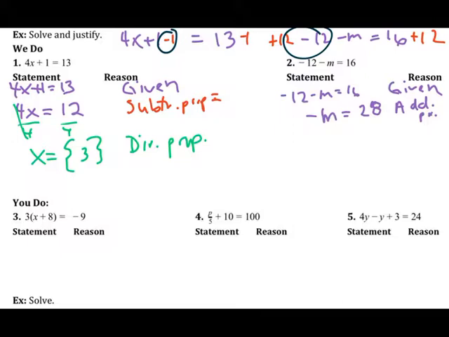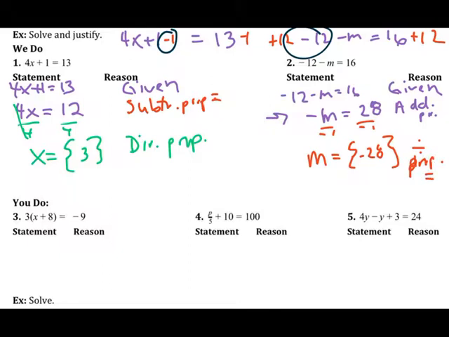Now I want to know what M is. This statement right here basically says the opposite of M is 28. Negative M is 28. So if the opposite of M is 28, then M has to be negative 28. Or you can think that what we're doing is either multiplying or dividing both sides by negative 1. So that's going to give me that M equals, fancy set notation, negative 28. And I used division, so I'm going to say the division property of equality.